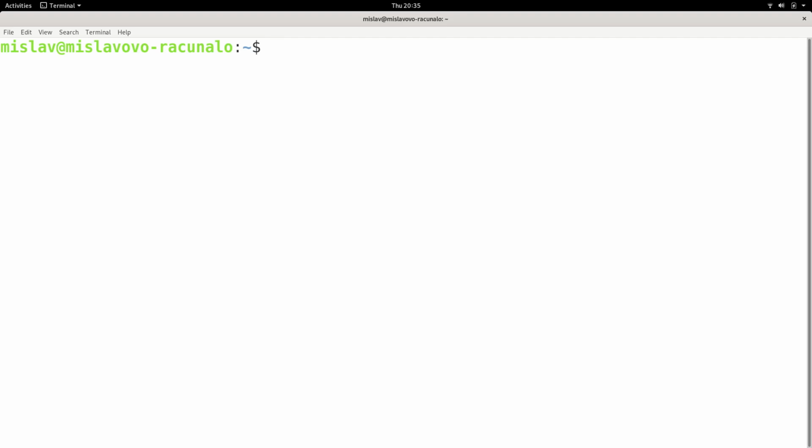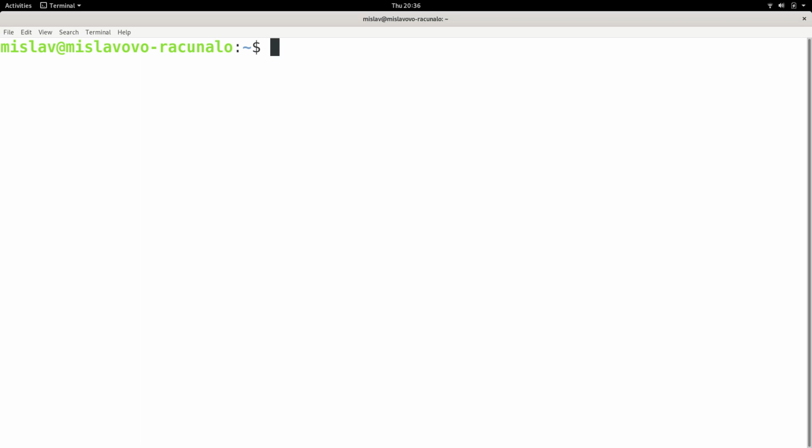Hello there guys, and in this tutorial let us talk about file modes and permissions. Before we even talk about that, let's talk about why file modes and permissions are important.